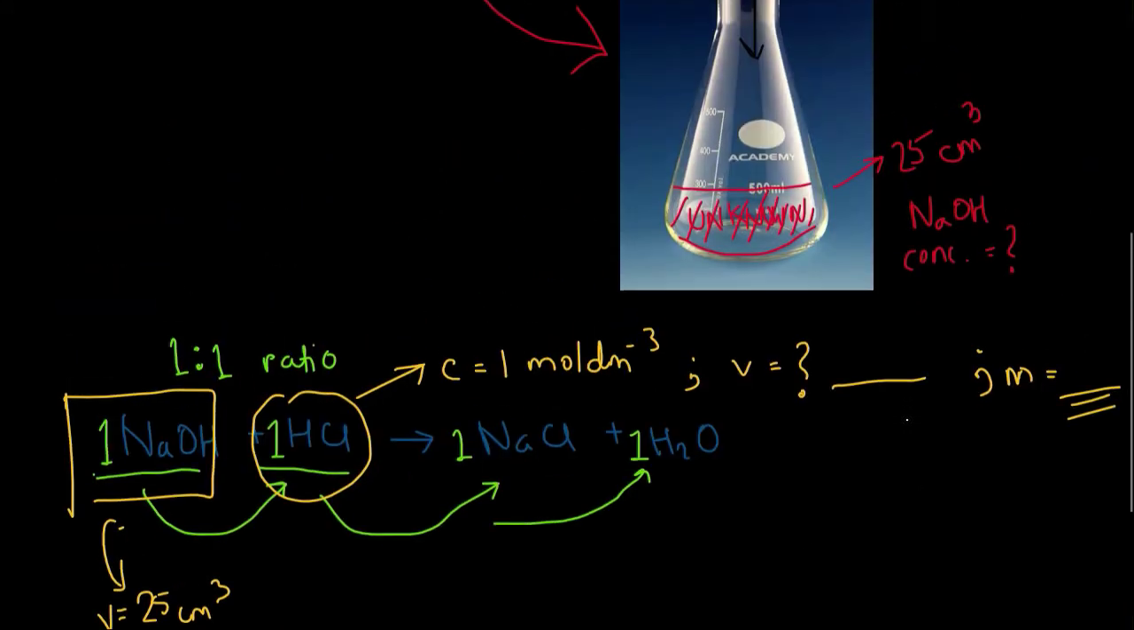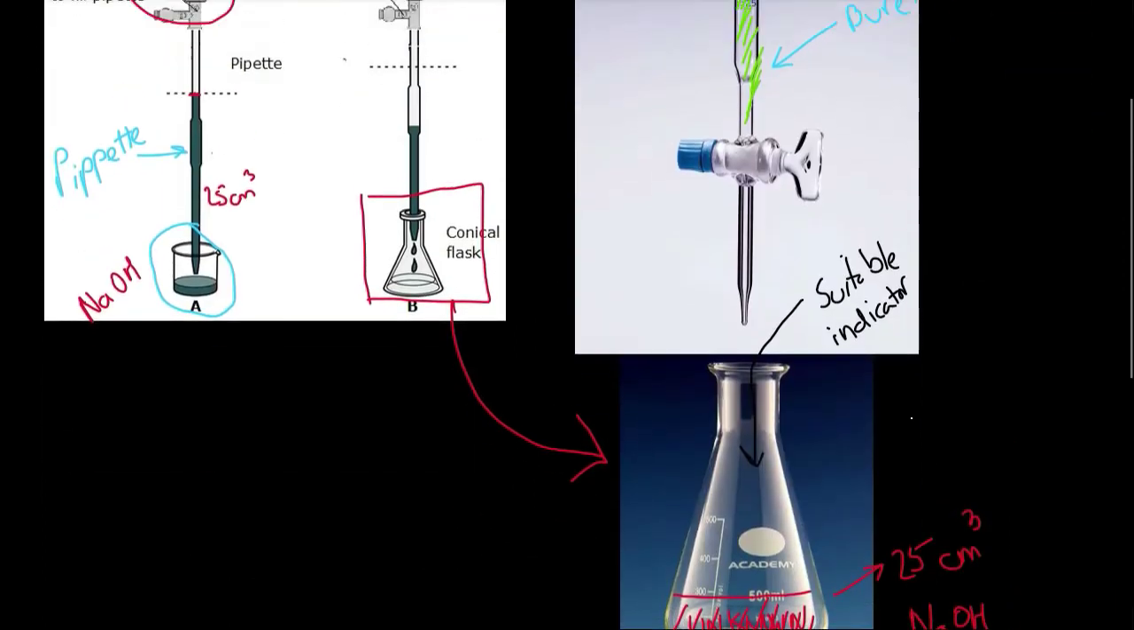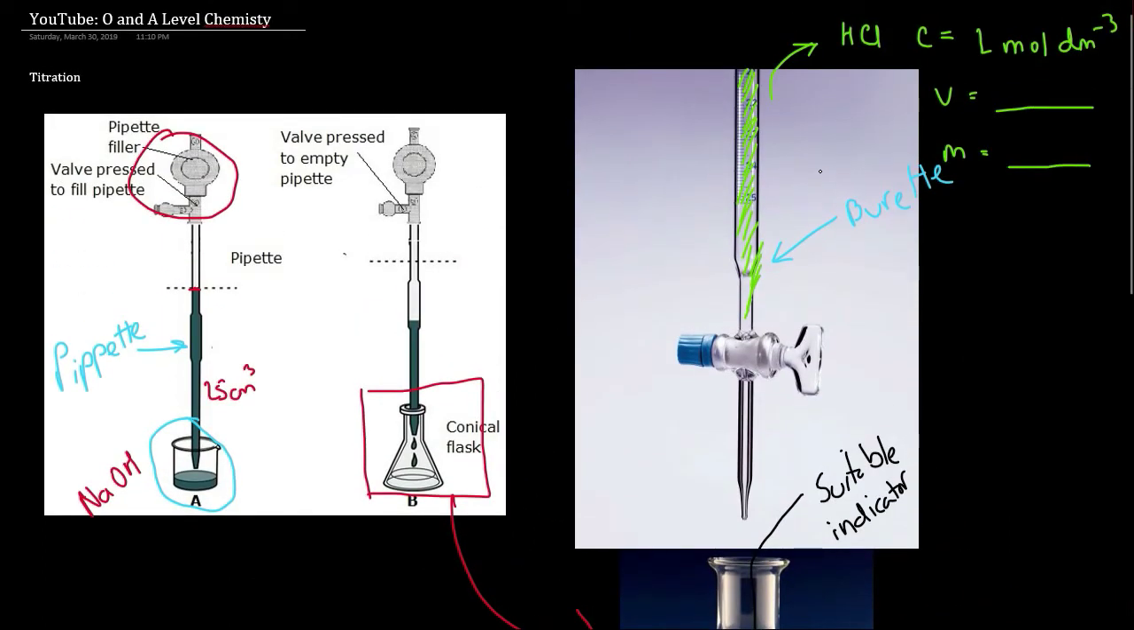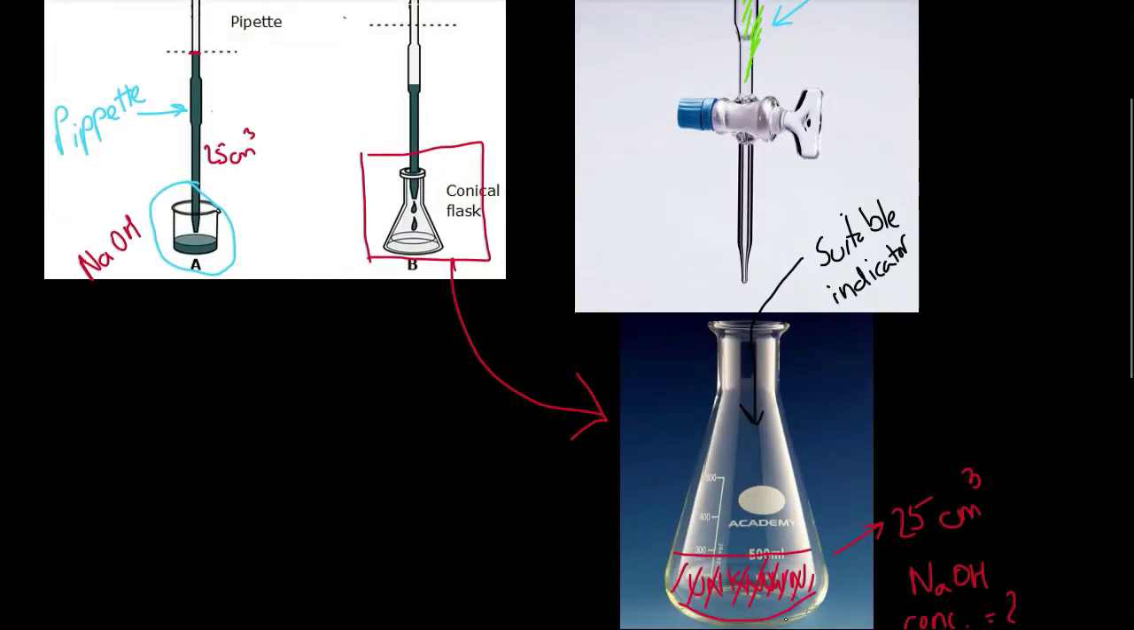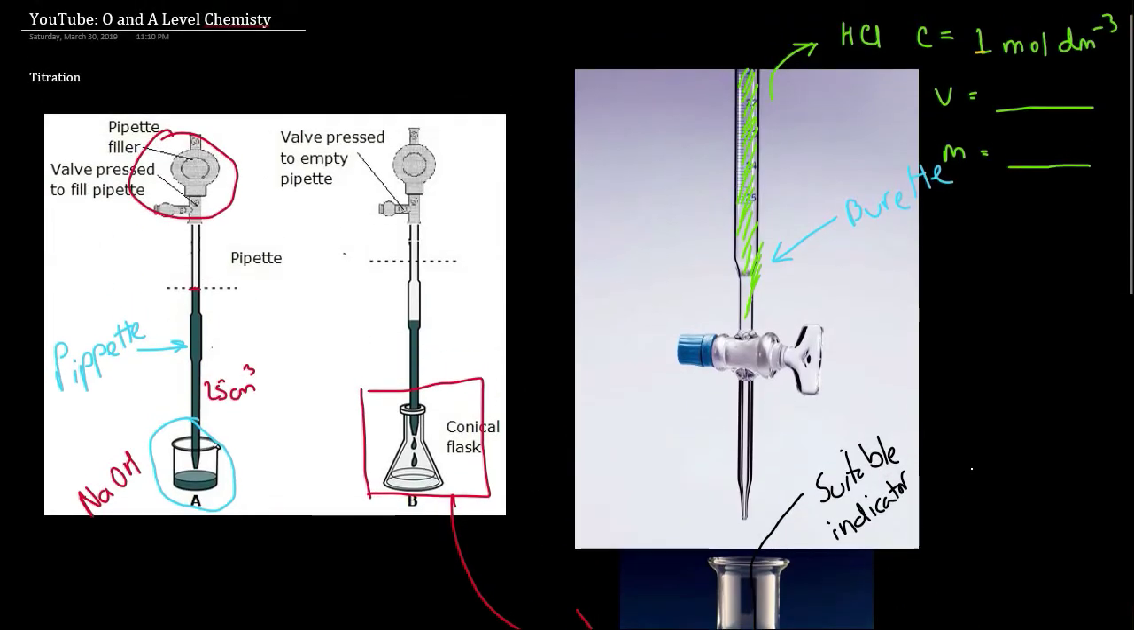So we're just going to go through that. Once we have filled out this burette with 1 mole per dm cube concentration of HCl, we're going to add a suitable indicator into the flask. Now let me recap. In the flask, you have 25 cm cube of NaOH that you have no idea what the concentration is. So I'm just going to add a little bit here.